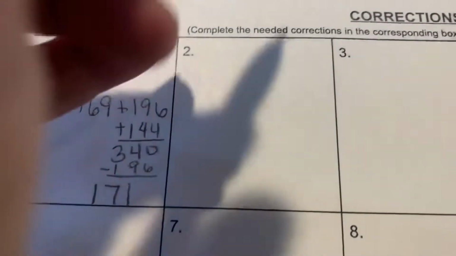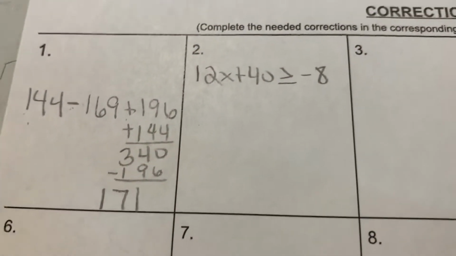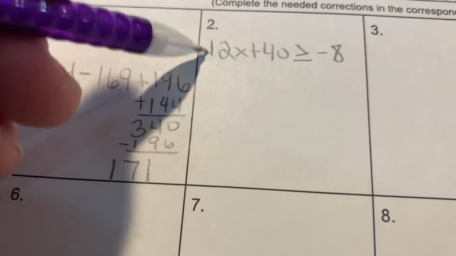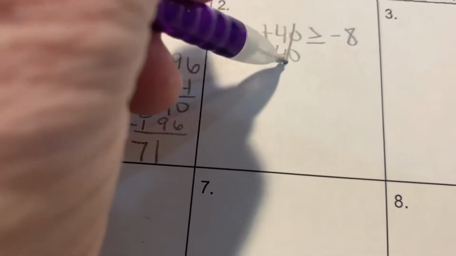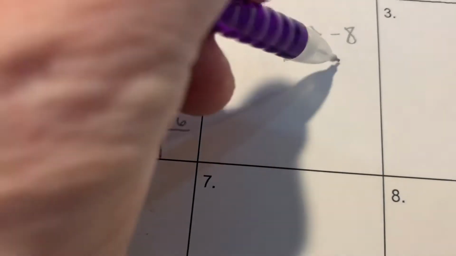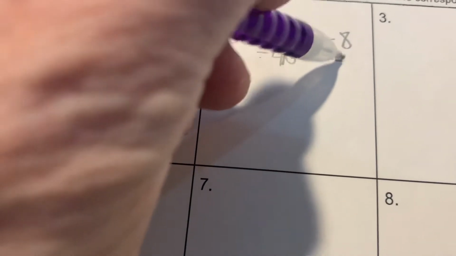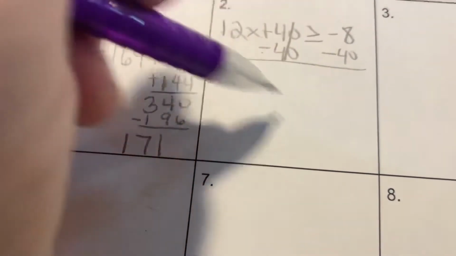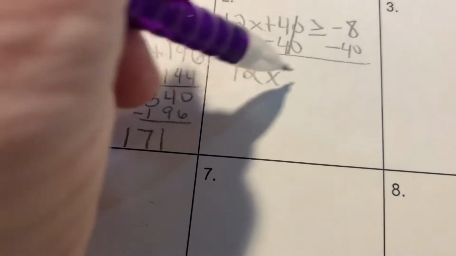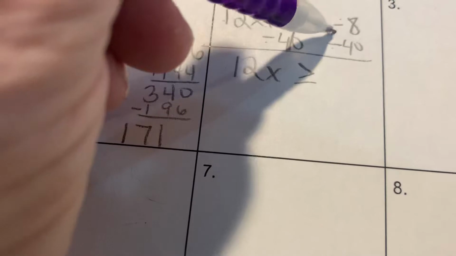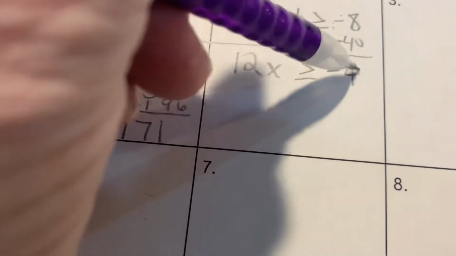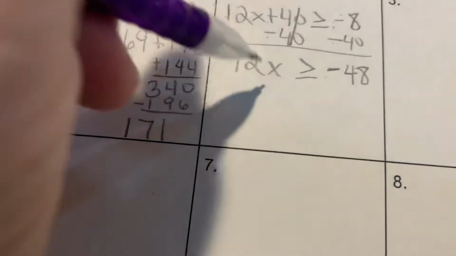The next one, when you have 12x plus 40 is greater than or equal to negative 8. You want to isolate the variable term. So once you do that, you have to use the inverse operation to cancel out the constant on the variable side of the equation. Whatever you do to one side, you got to do to the other. So now you bring down your variable term, your inequality, and you've got the same sign here. So that's going to be negative 48. Add them up, keep the sign the same.